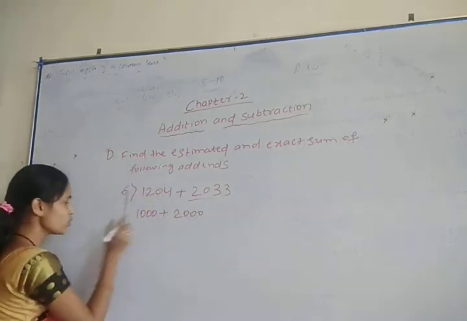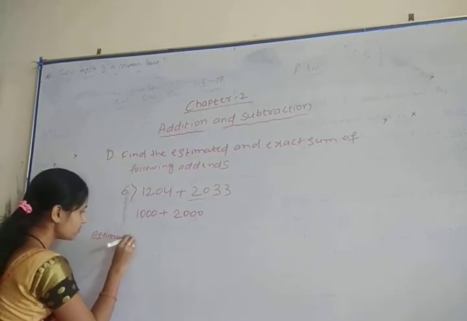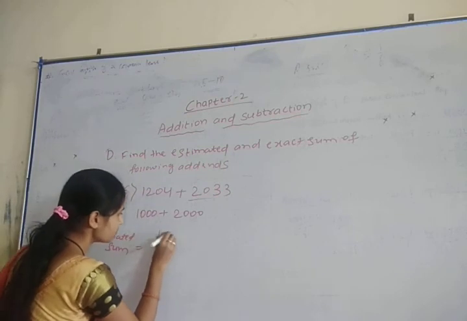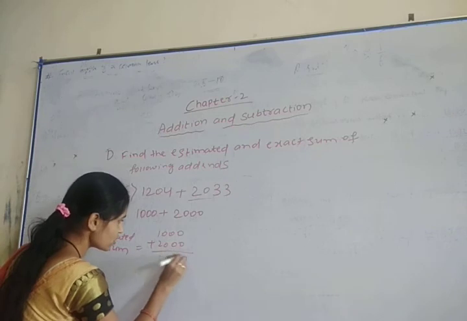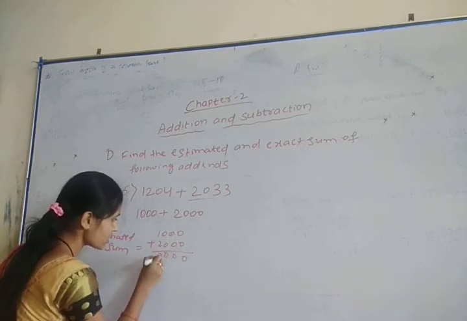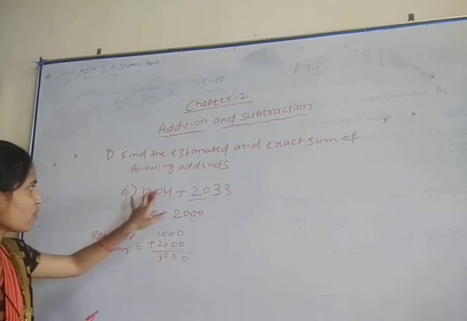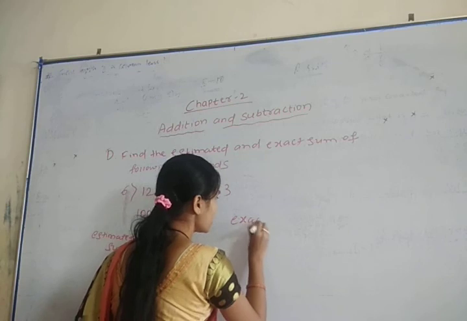Now add these two numbers so that you people will get the estimated sum. Okay. I will add these two. Okay. 0, 0, 0. 2 plus 1 is 3. So 3000 is the estimated sum of the two given numbers. Now here we will find the exact sum.